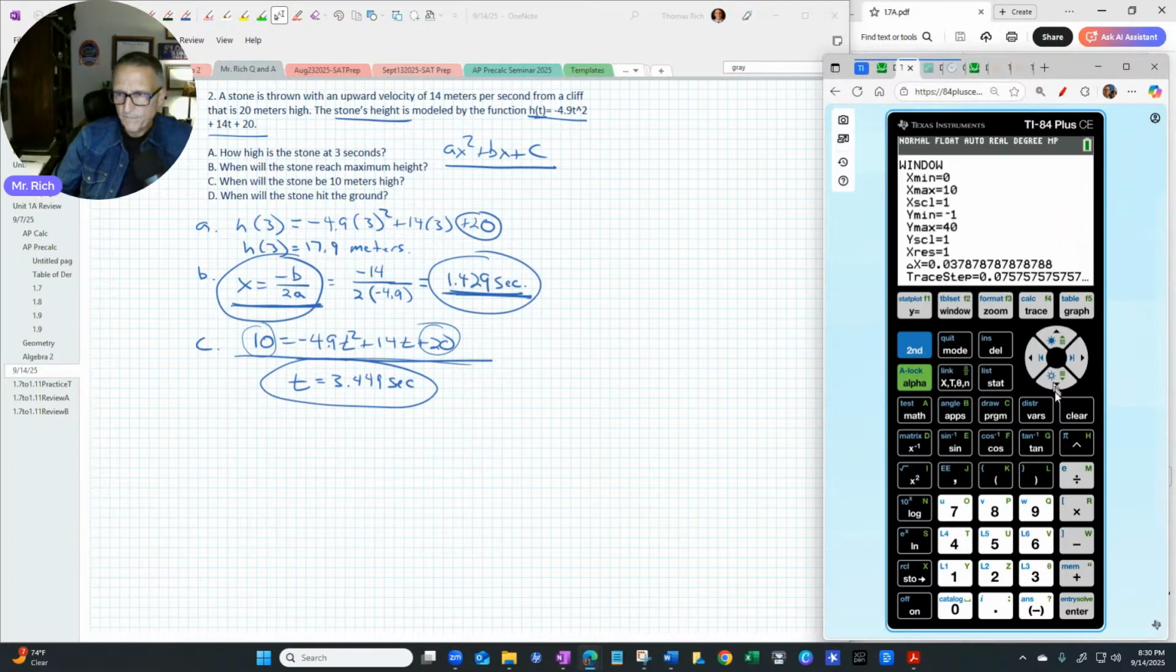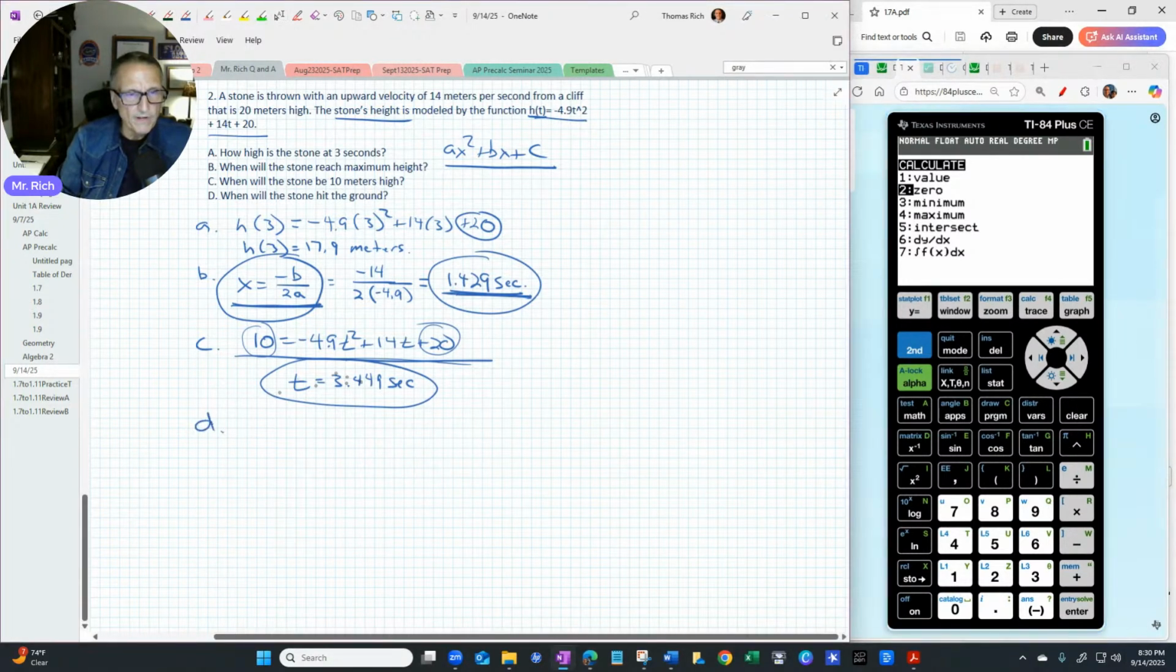I'm going to change it. I want to see more of it down there. It's a little bit too close. So I'm going to make this negative 5. Graph it. There we go. Now I'm going to do second function, calc. Tell it to find a 0. I'm looking for the x-intercept because I'm setting the equation, right? I'm solving the following equation: 0, the height is 0, equals negative 4.9t squared plus 14t plus 20.